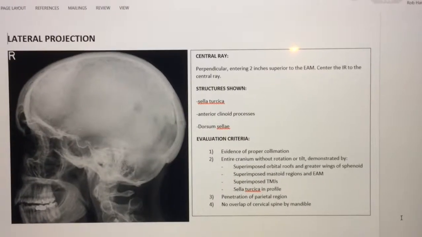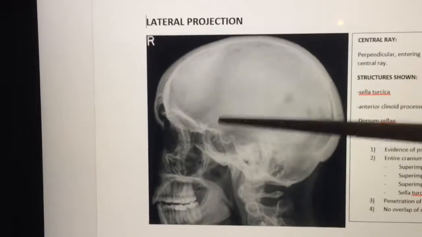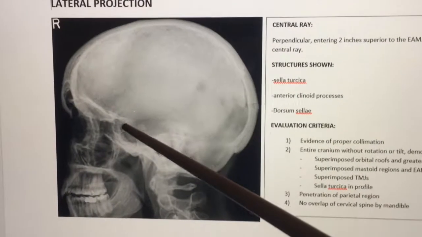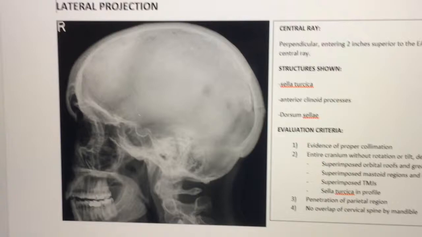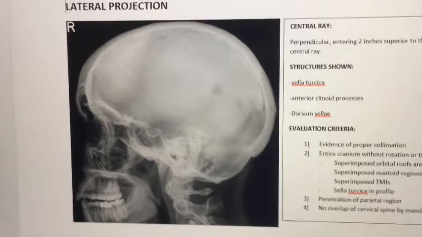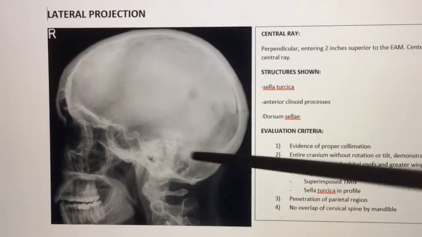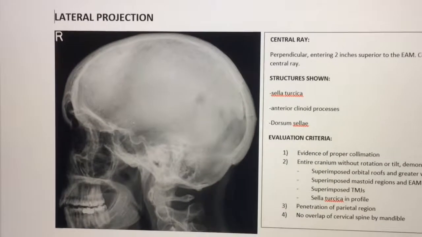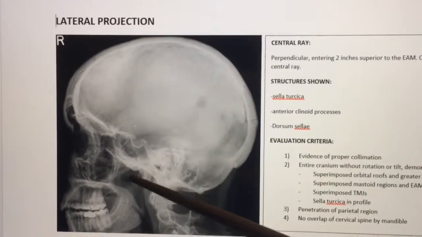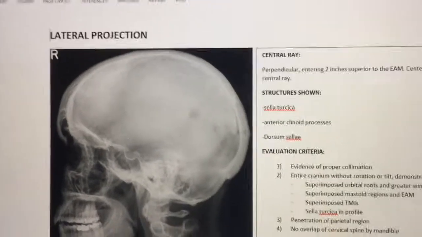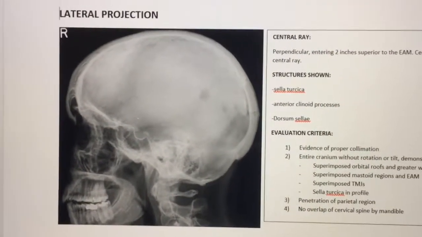So here we have the lateral projection of the skull. The central ray for this is 2 inches superior to the EAM. You can see some of the structures shown, such as the sella turcica. There's evidence of proper collimation, and we know that there's no rotation or tilt of the cranium because there are superimposed mastoid regions and EAMs, superimposed TMJs, and there's also no overlap of the cervical spine by the mandible. Overall, this is a good image.